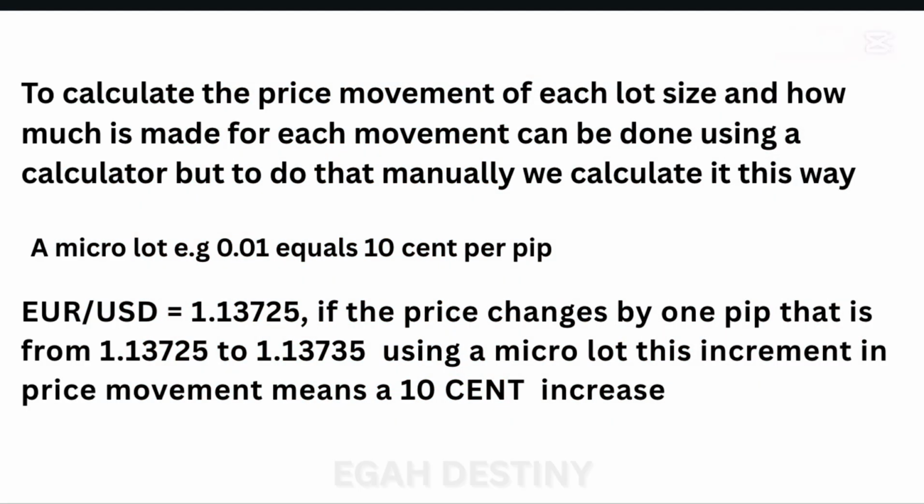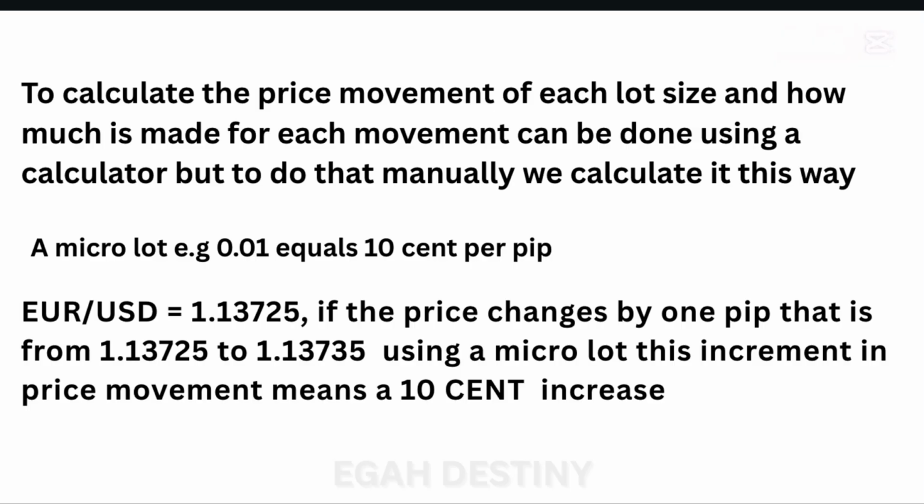To calculate the price movement of each lot size and how much is made for each movement can be done using a calculator. But to do that manually, we calculate it this way. Note that there are calculators, software, and websites out there that can help us calculate lot size. There are a lot of them on the internet. If you do your research, you will get a handful of them. But as traders, these things were first done manually, and it is important to have the manual knowledge to calculate lot size.